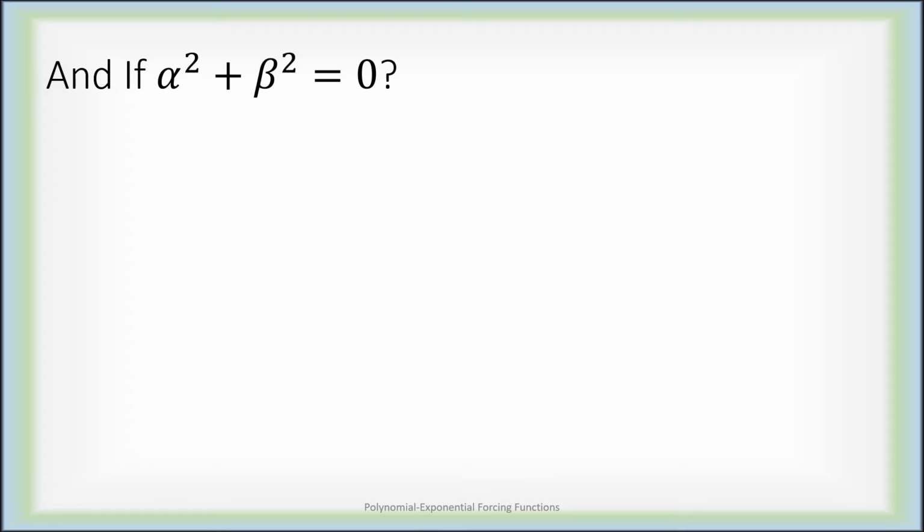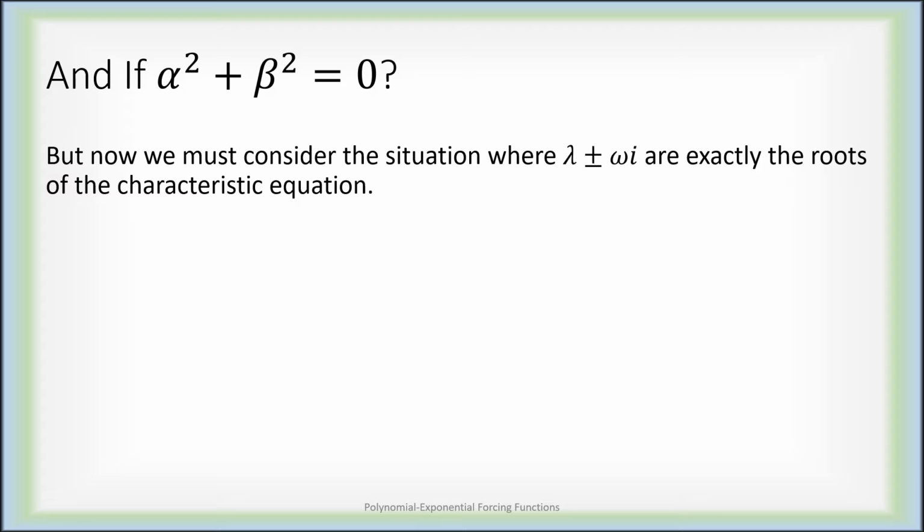But what if alpha squared plus beta squared is equal to 0? As we've discussed, alpha squared plus beta squared can equal 0 if and only if alpha and beta are both equal to 0, if and only if lambda plus or minus omega i are exactly the roots of the characteristic equation. Now the characteristic equation, remember, is this second degree polynomial created from the differential equation.